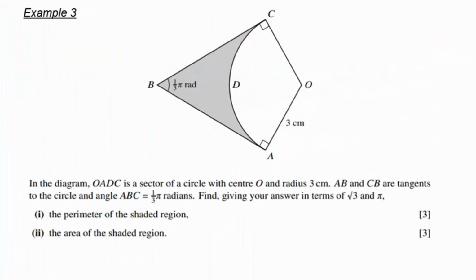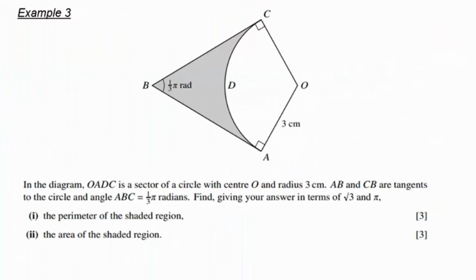Let's go to the very last question, example 3, and it says, in the diagram, OADC is a sector of a circle, center O and radius 3 centimeters. AB and CB are tangents to the circle, and angle ABC is equal to a third pi radians. Find, giving your answer in terms of root 3 and pi, part 1, the perimeter of the shaded region.